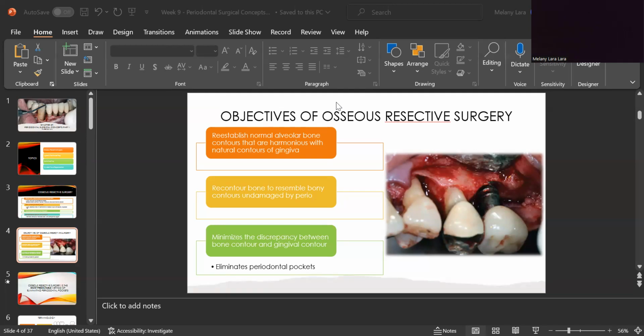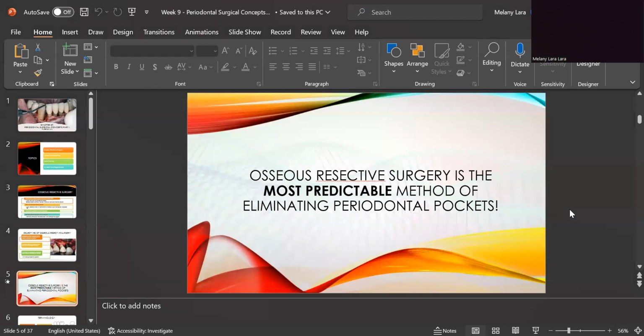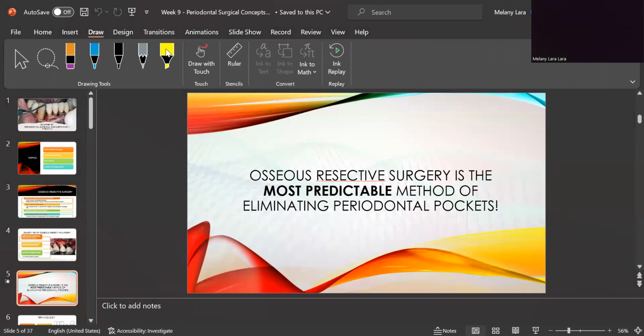All right, so osseous resective surgery is actually one of the most predictable methods that we have for eliminating periodontal pockets. Okay, so I want you guys to know that. Most predictable surgical intervention for periodontal pockets. Okay? And the reason is because we're cutting away the bone and we're pulling that tissue down inwardly. So we can assume that pocket will go from 8 to 9 millimeters to now 4 or 5. We're surgically forcing that to happen.